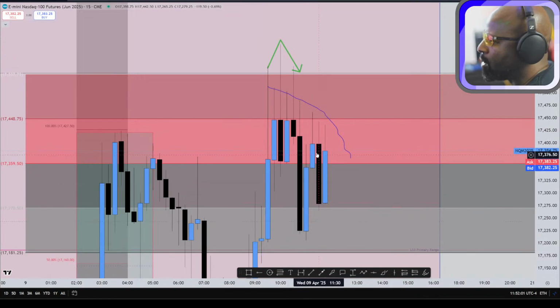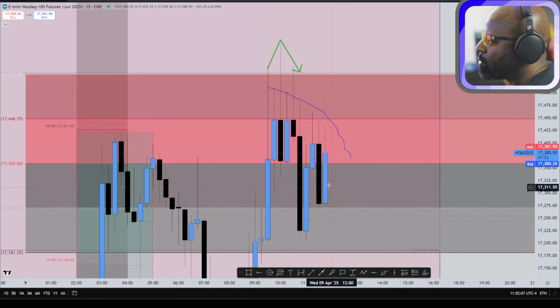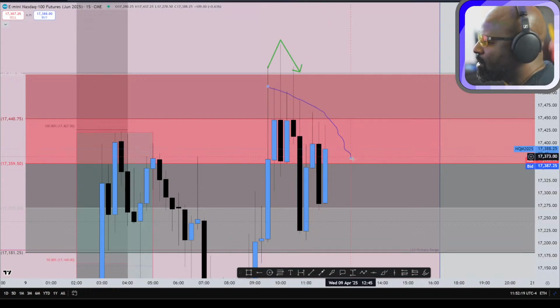We have a shift to the downside. We come back up. We put a wick here into the upper wicks of these down close candles. We have another down close candle. We have a move back up into the wick of this up close candle. Then we're retesting the open of this candle on the close of this candle on the 15th.